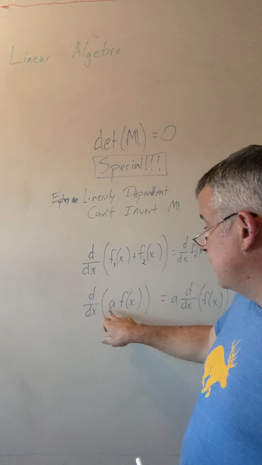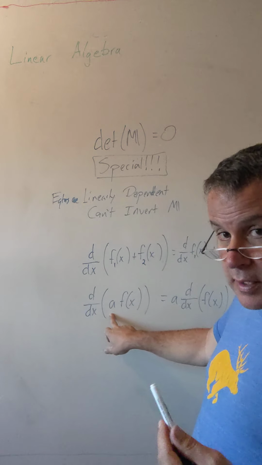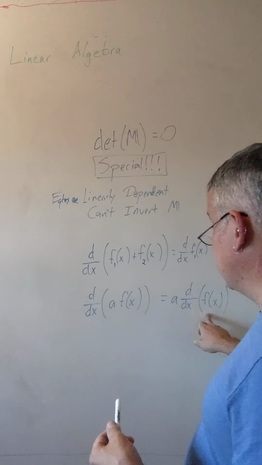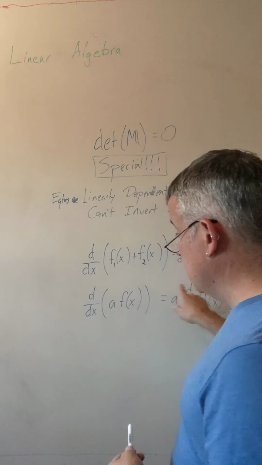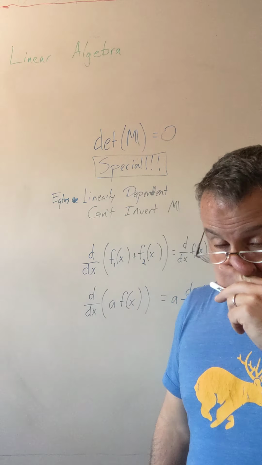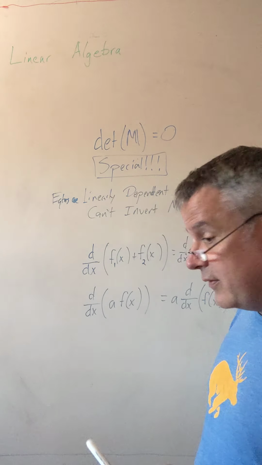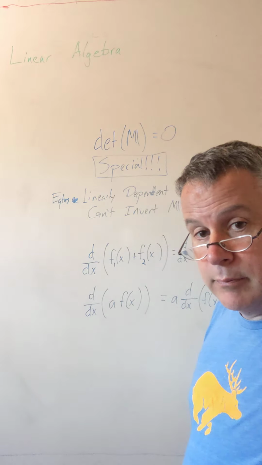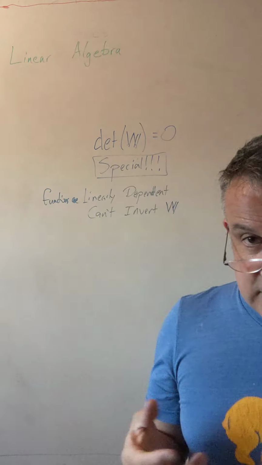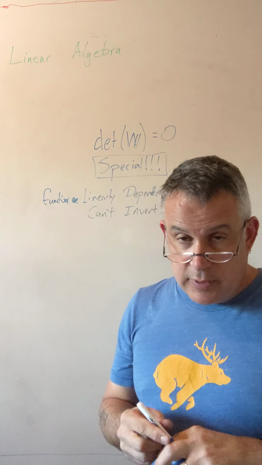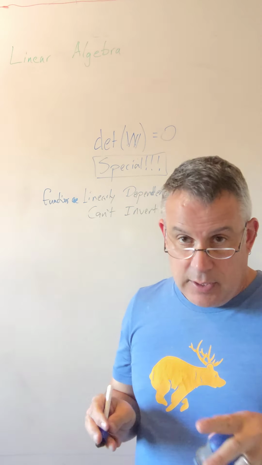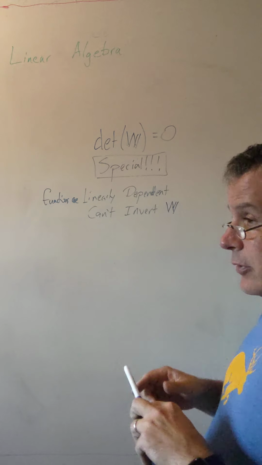And then is the derivative of something times a scalar, a constant, equal to the constant times the derivative? Yes, it is. This is the way that we do all of our functions that are multiplied by scalars. So these two pieces tell us that the derivative itself is a linear operator. So we can consider taking derivatives as one of the operations that we might incorporate into linear algebra, and we can build something called the Wronskian.